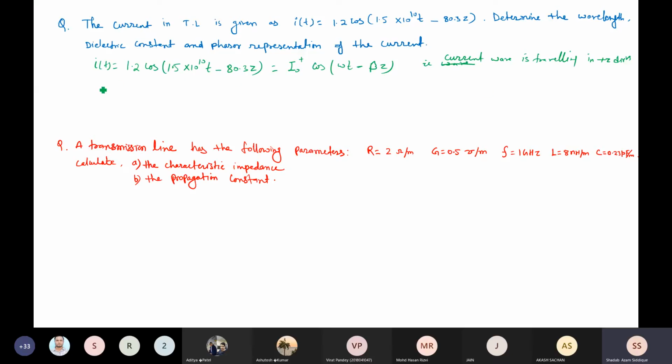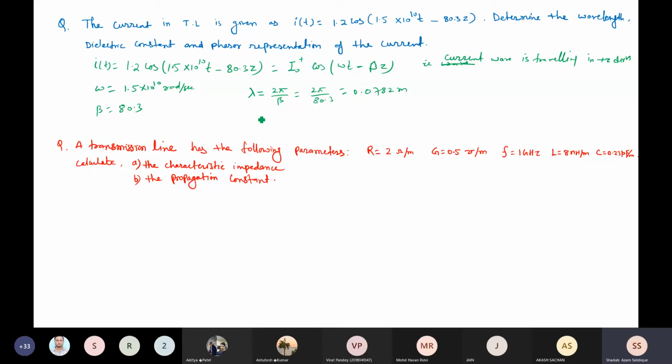Now from this we can find omega, which is equal to 1.5 into 10 to the power 10 radian per second. Beta is equal to 80.3. So what should be the wavelength? We know the wavelength lambda is equal to 2 pi by beta, so 2 pi by 80.3. That comes out to be 0.0782 meter.